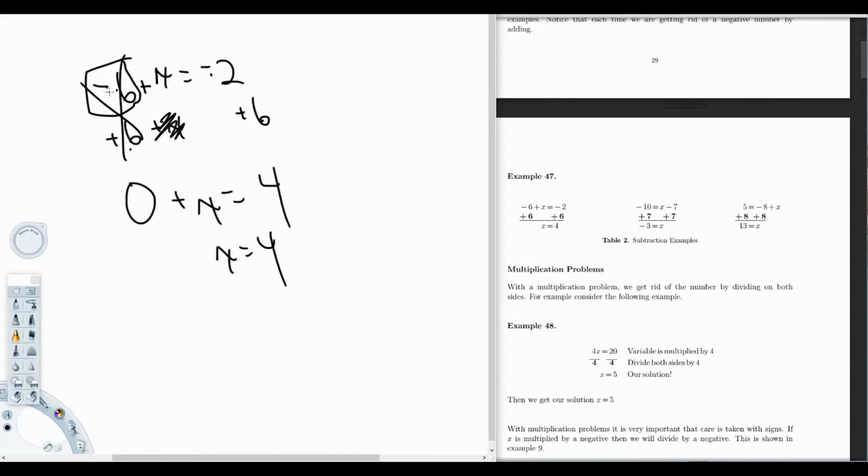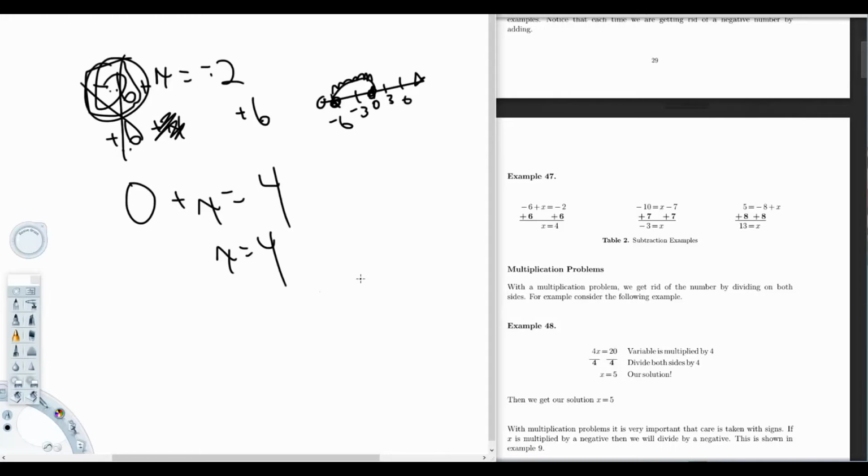Once again, here I had a negative 6. I wanted to get rid of it. Here's the number line. Here's 0, 3, 6, minus 3, minus 6. I have a minus 6 here. I'm here on the number line. How do I bring that back to 0? I have to add 6, right? 1, 2, 3, 4, 5, 6 to get to 0. That's what I did.